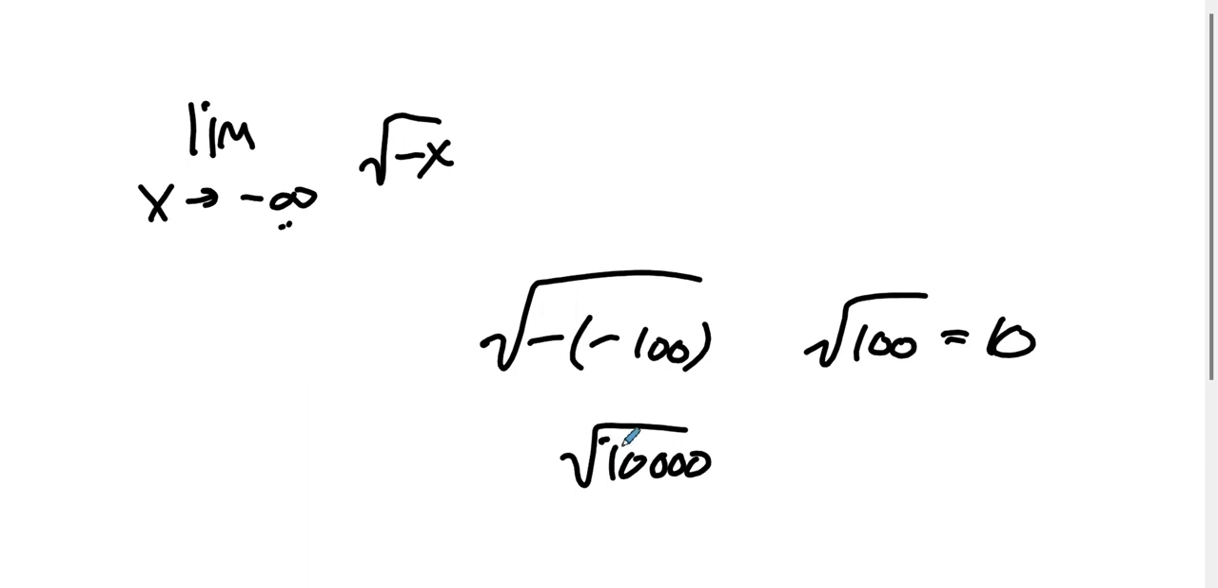Or we at least say we have negative 10,000, and negative 10,000 is equal to just the square root of 10,000, which is just 100. So we're just going to keep going up and up and up. And since the square root function is actually an increasing function, we're going to say that this is actually going to approach infinity.